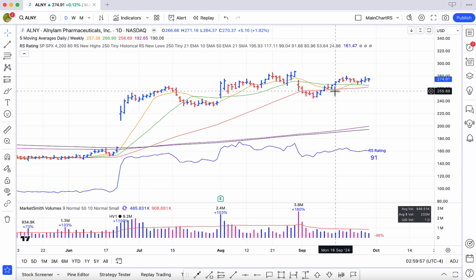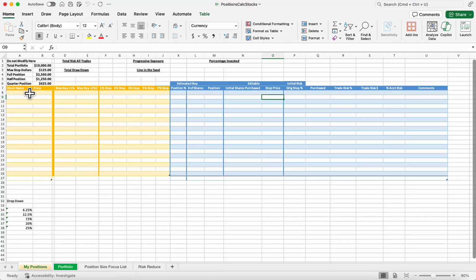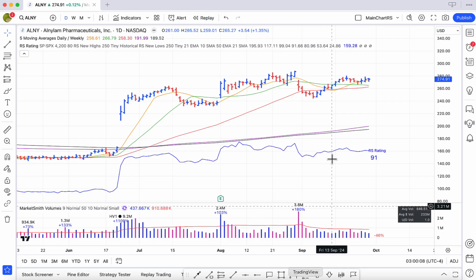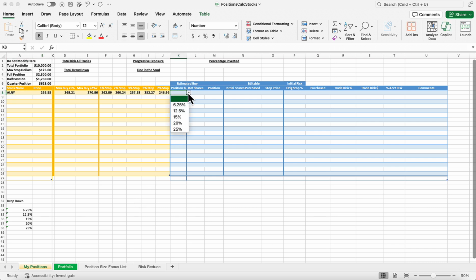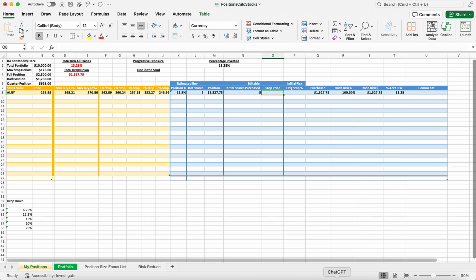All right. So the way I would handle that is we would come back to the spreadsheet and I would write ALNY and go to my pricing. 265.55. So let's just say that's when I wanted to buy it, okay? And I bought a half position, put 5 shares, and then I'll look at what's my actual stop price.